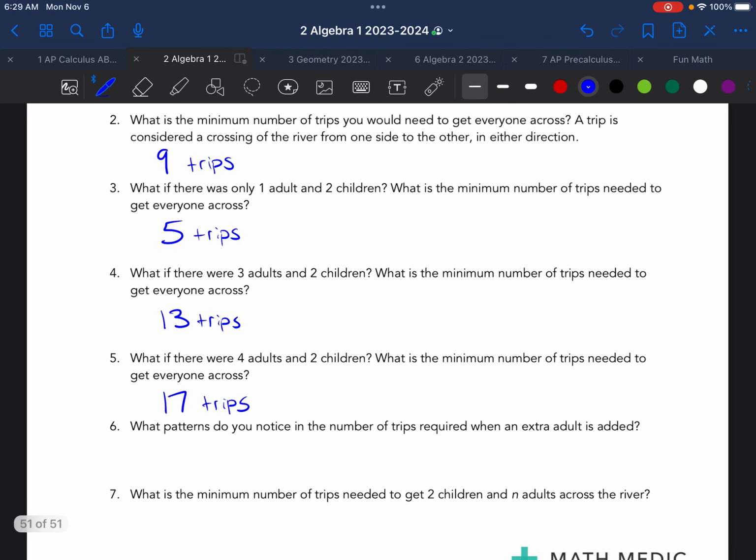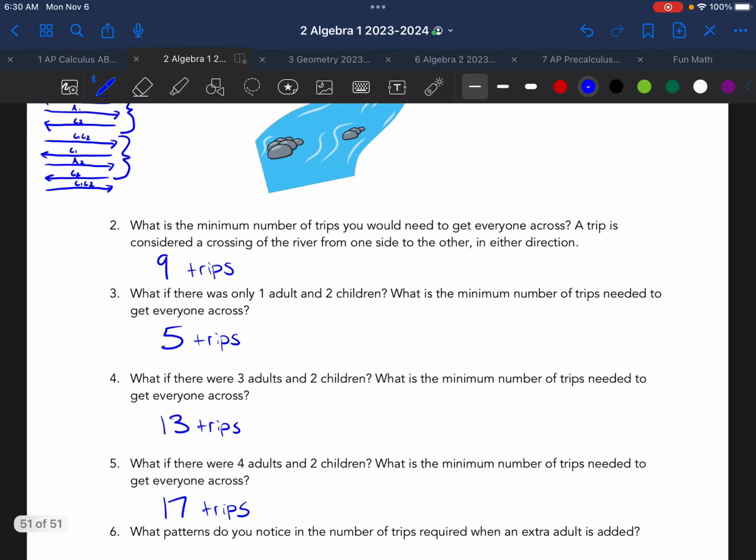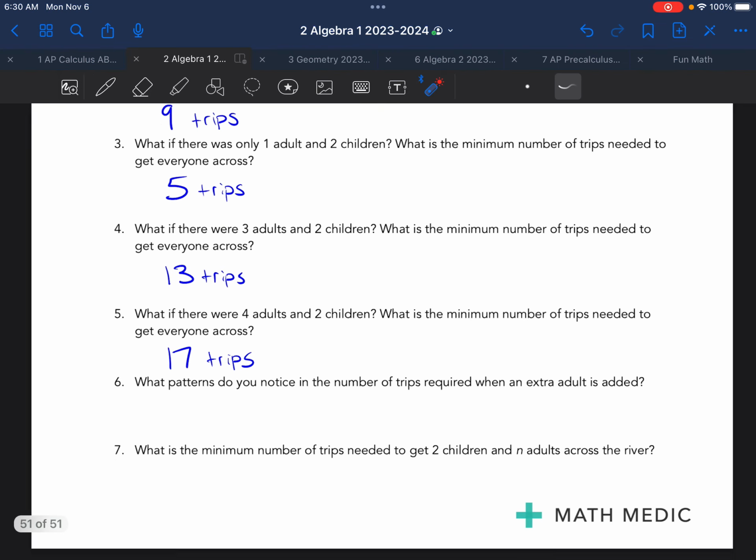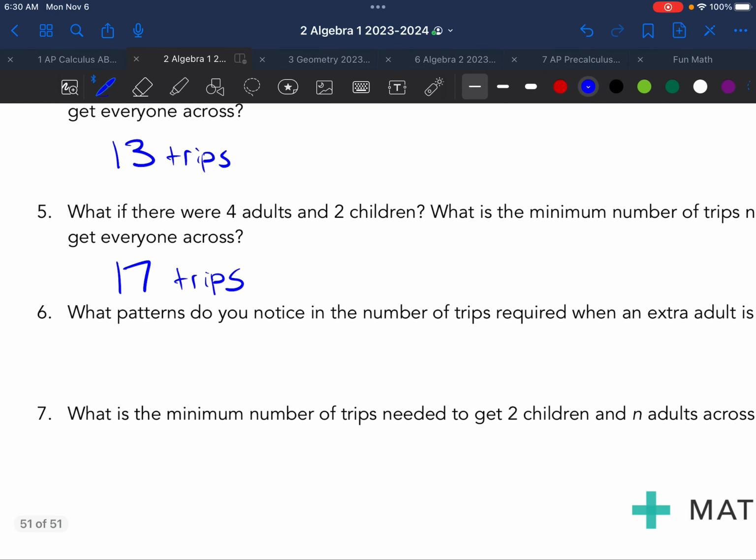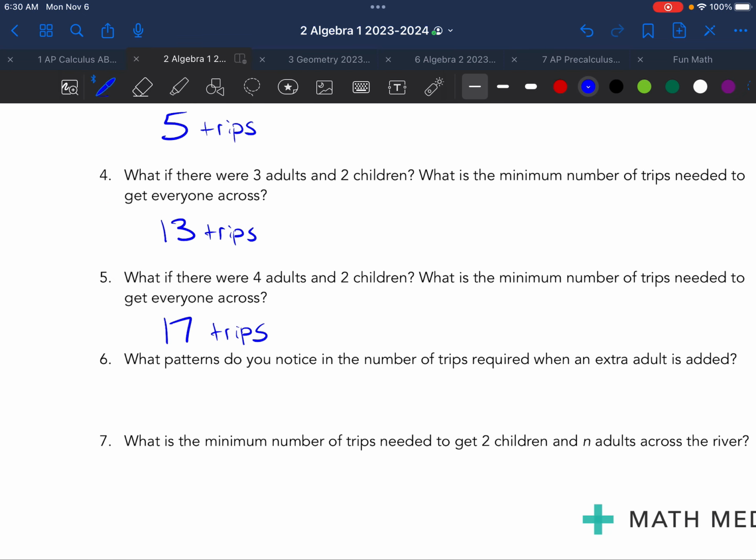And what patterns do you notice in the number of trips required when an extra adult is added? And hopefully you're seeing for number 6 that it's just these additional building blocks added on. So you can say something along the lines of, oh wait, did I miss something for number 5? Oh shoot. No, yeah, okay, I got it. So in number 6, we just say add 4 trips for each new adult.